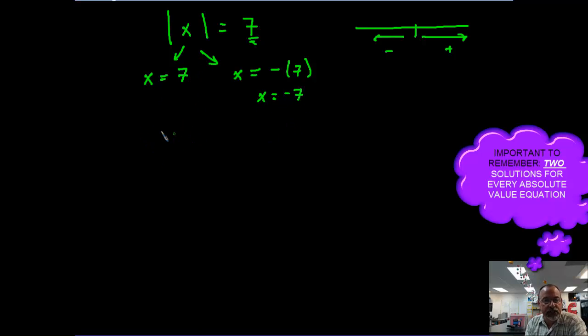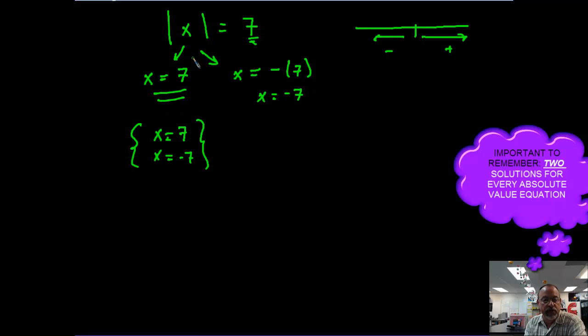So I'm always going to get two answers. x is 7, which I get by going to the right, and x is negative 7, which I get by going to the left. So I'm always going to get two answers when I'm working with an absolute value equation.